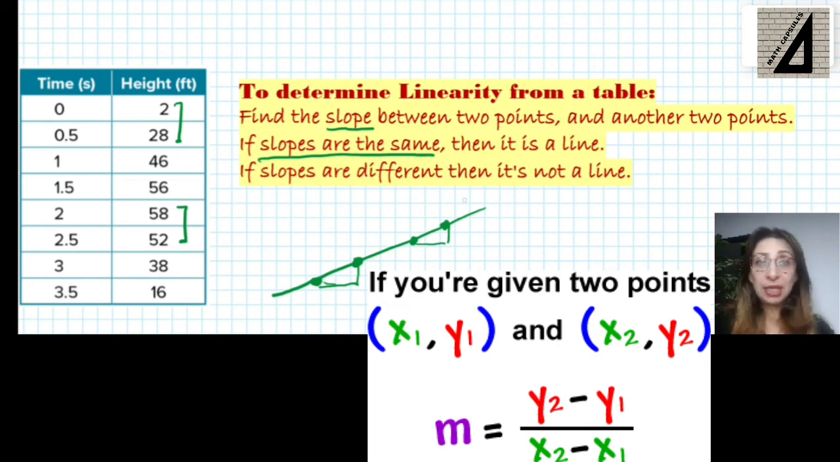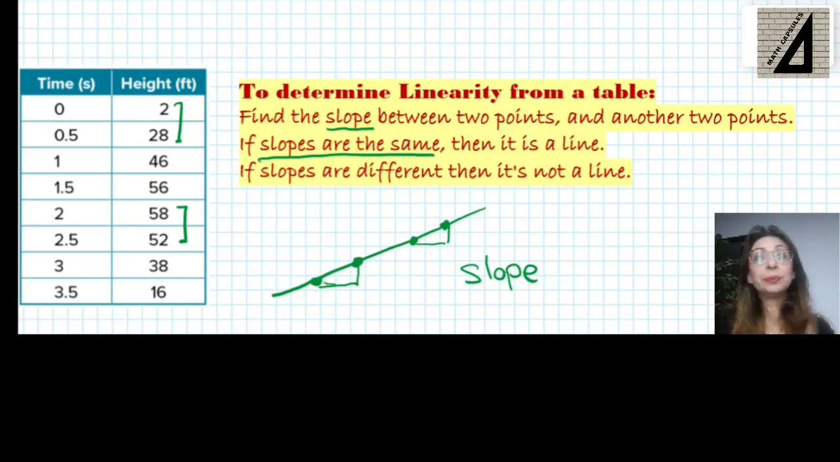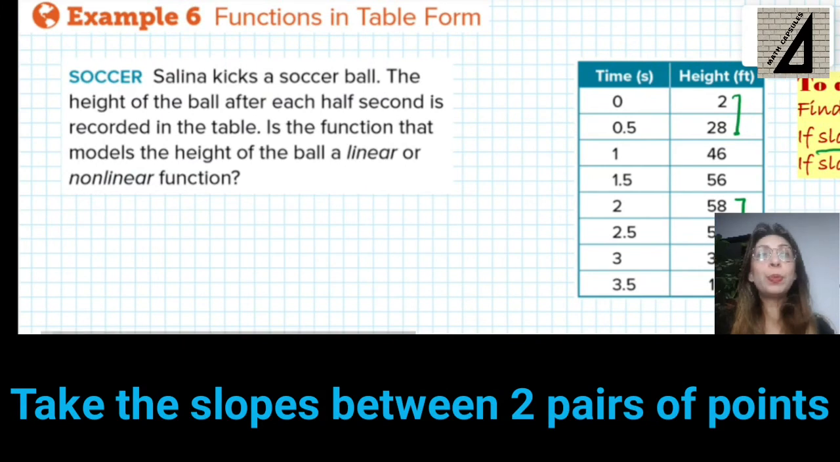and then we take another 2 points on the same line and take the slope between them, we are going to find that they have the same slope. So we have the same slope for the same line. So to identify whether a function is linear or not from a table, we're going to take the slopes between two pairs of points.